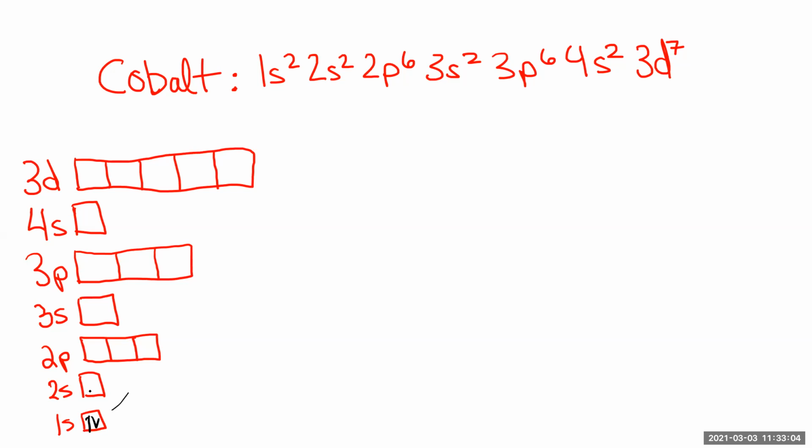1s has 2. 2s is 2. 2p, 1, 2, 3, 4, 5, 6. 3s, 1, 2. 3p, 1, 2, 3, 4, 5, 6. 4s has 2, 1, 2. Now finally 3d is 7. So 1, 2, 3, 4, 5, 6, and 7. And there is your orbital diagram for cobalt.